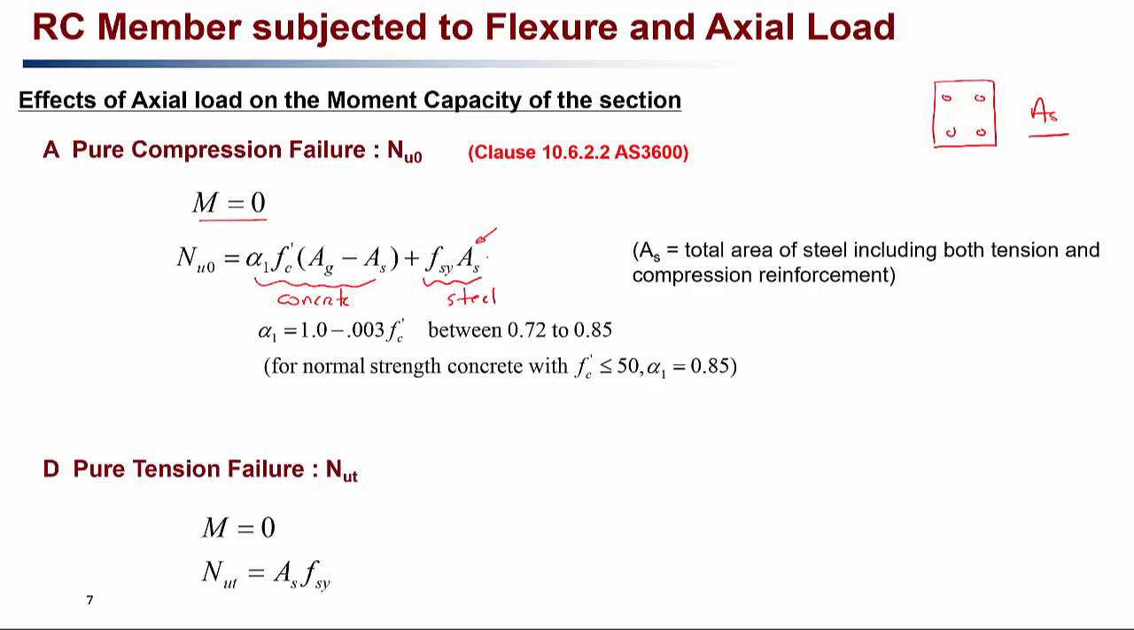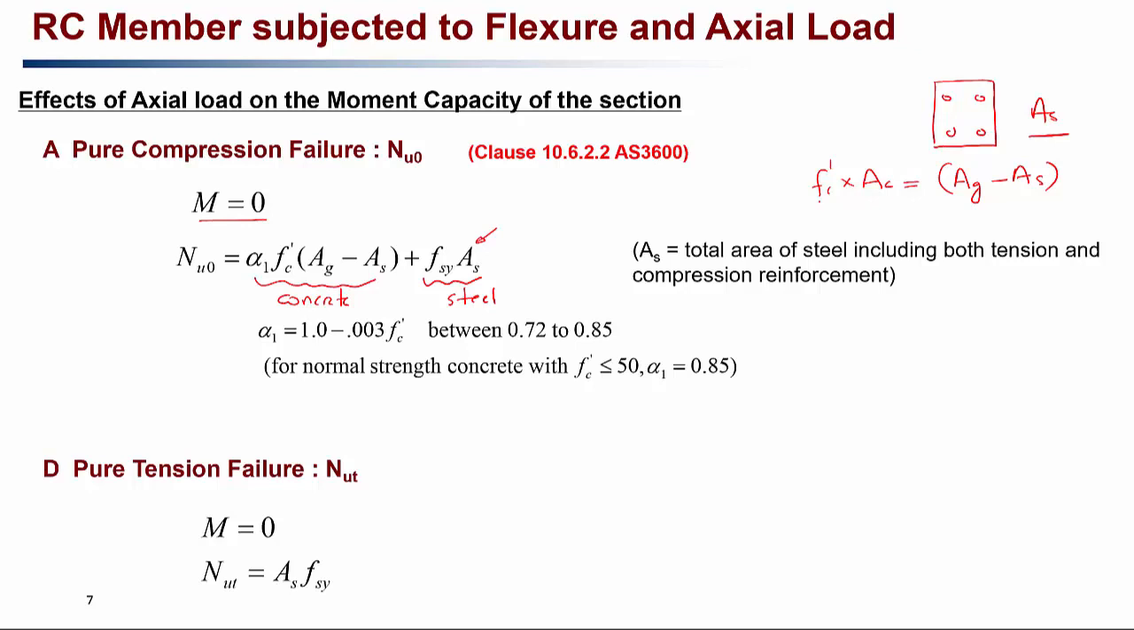Now the compressive force is also taken by the concrete, so the area of the concrete that takes the force is gross area AG minus area of steel. So that is the area of concrete that takes the compressive force, isn't it? So let's write it as AC. That's the area of concrete that is taking the compressive force, gross area minus the area of steel. Now if we multiply this one with FC dash, that is the compressive strength of the concrete, that gives us the compressive force taken by the concrete, right?